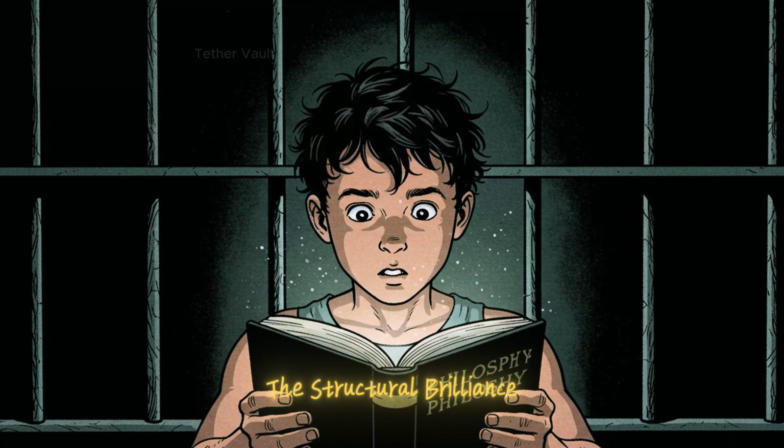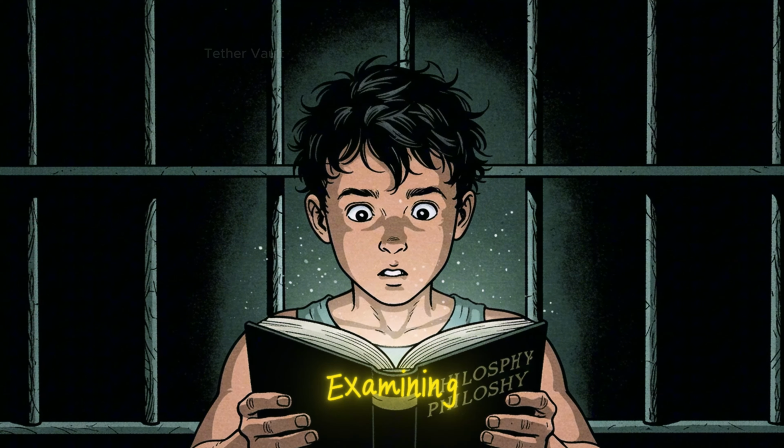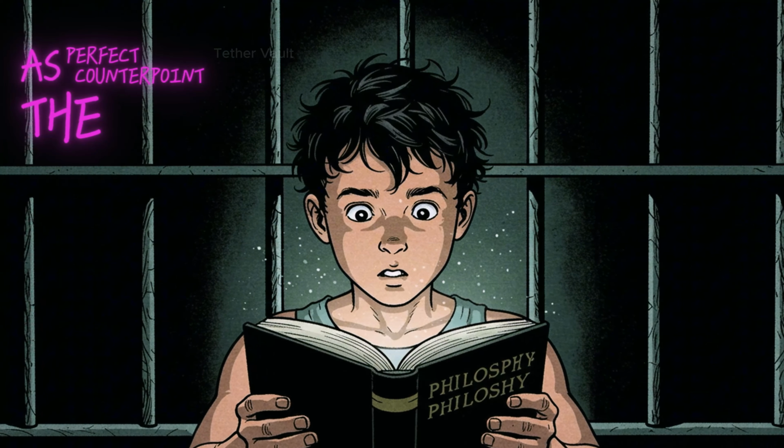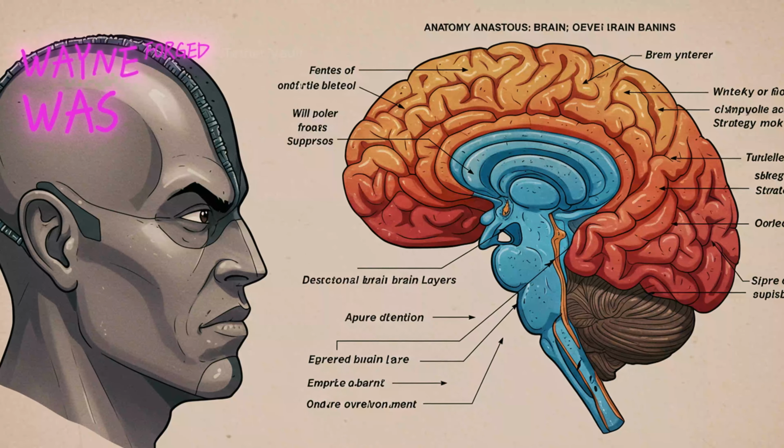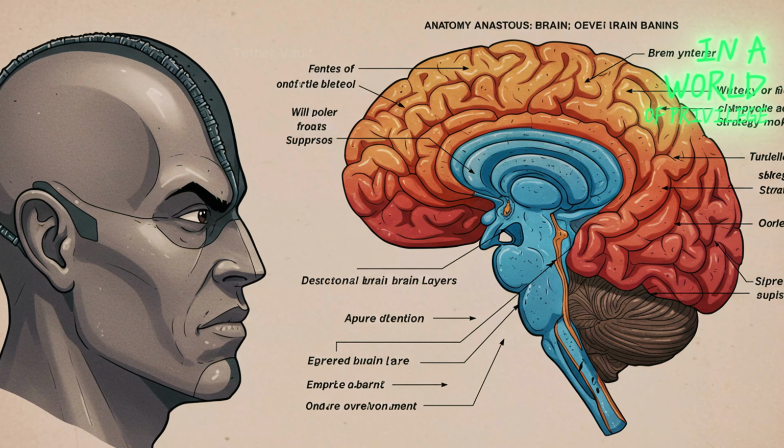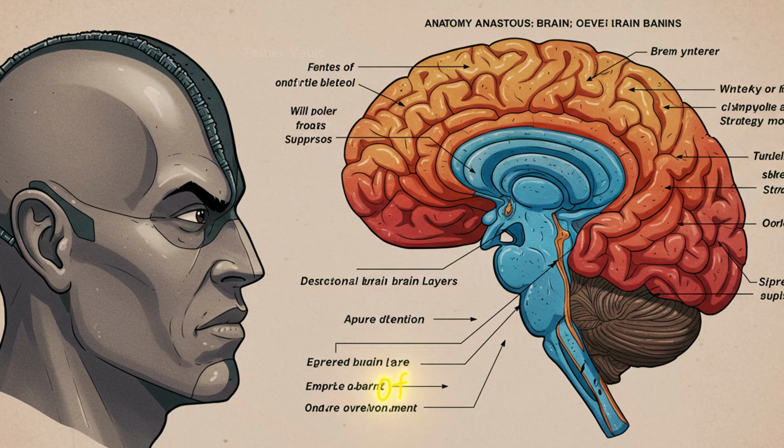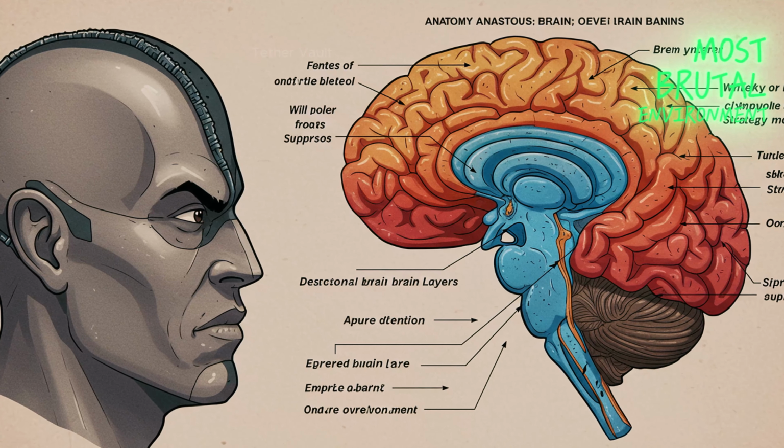The structural brilliance of this prison backstory becomes apparent when examining how it functions as the perfect counterpoint to Batman's origin. While Bruce Wayne was forged by a single night of trauma in a world of privilege, Bane was shaped by decades of systematic oppression in the world's most brutal environment.